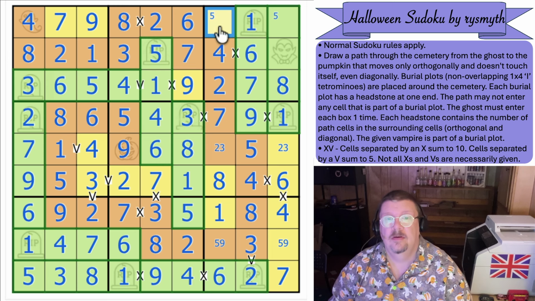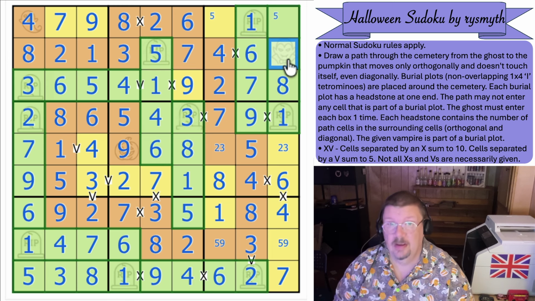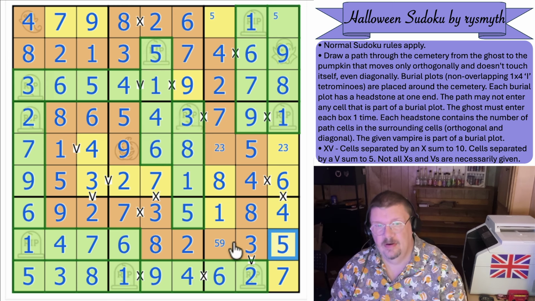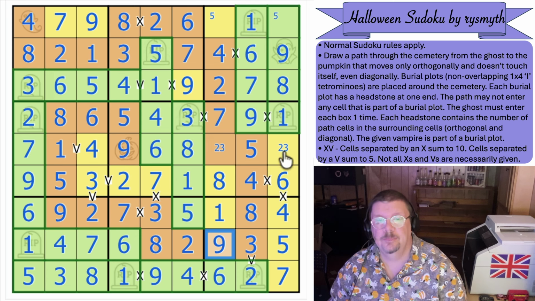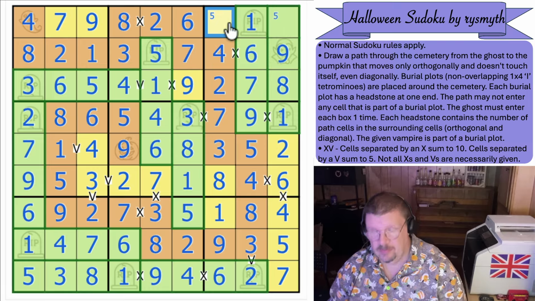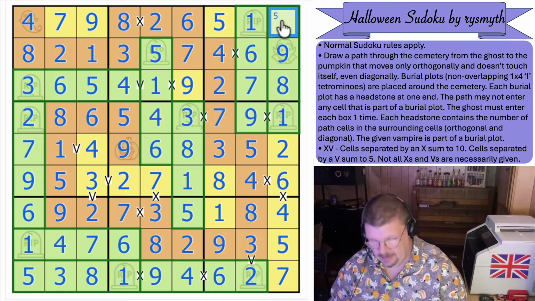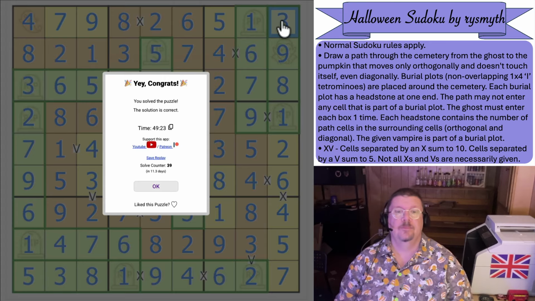And this cell is a 9, giving me 5 and 9 here. This 2 looks down. That's a 3, that's a 2, that's a 5, and lastly we have a 3.